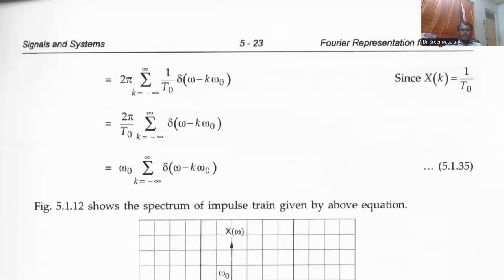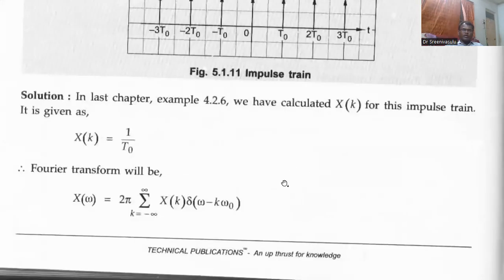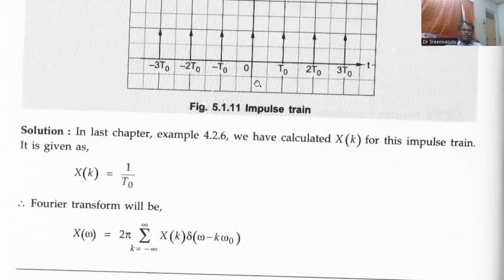So you write that formula for X of k, integral 0 to T naught x of t into e power minus j k omega naught t. This x of t signal, within this duration 0 to T naught, has only one impulse. We have only one impulse. So x of t here, we are going to replace with delta of t.